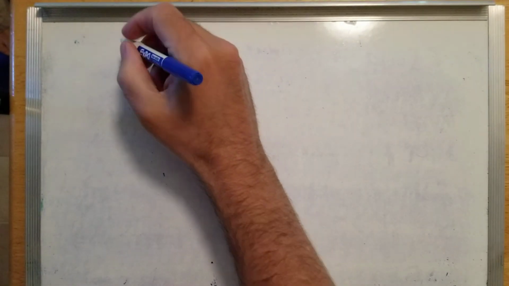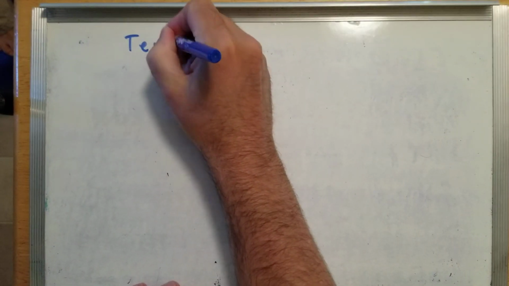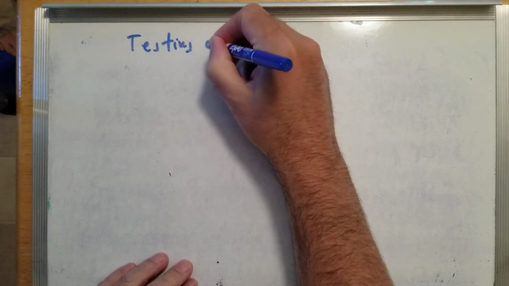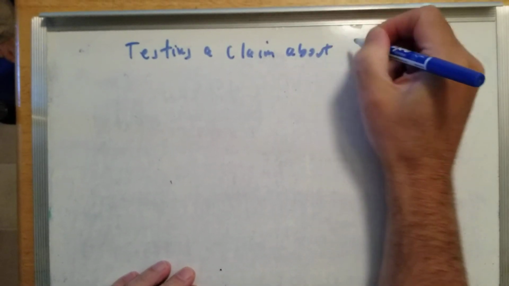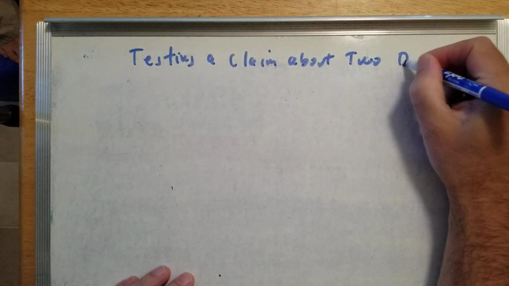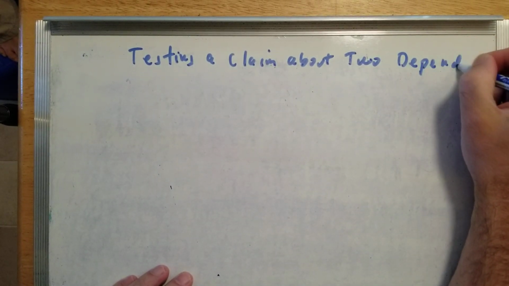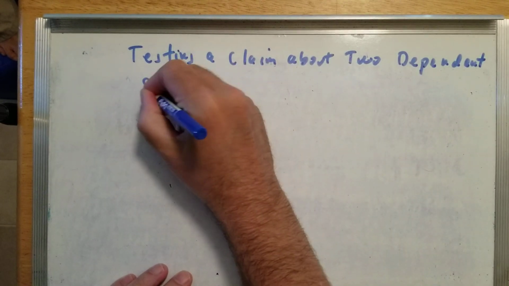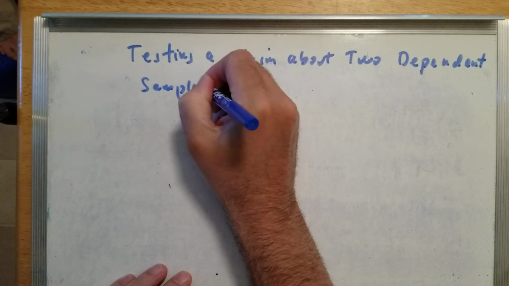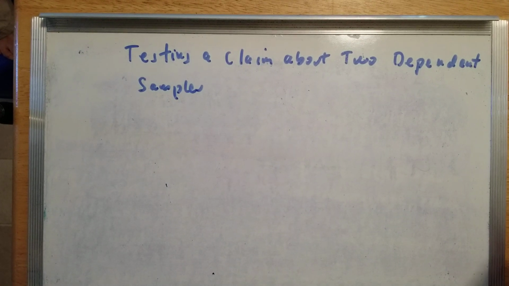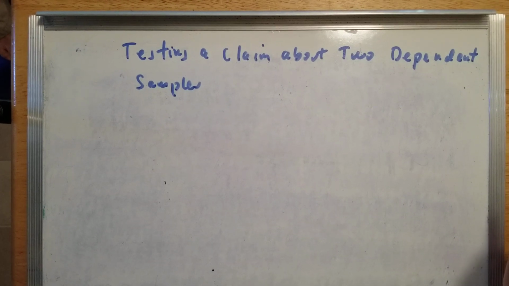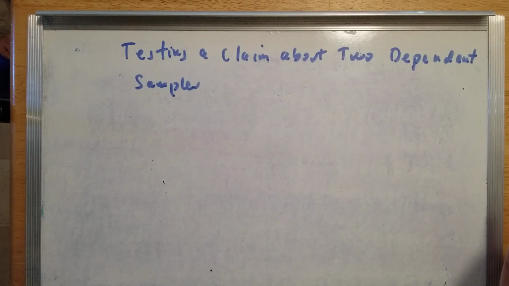I'm going to do an example of testing a claim about two dependent sample means, dependent samples. And in this kind of an example, they'll give you a list of paired data, which is a dead giveaway that this is an example of testing a claim about two dependent sample means.